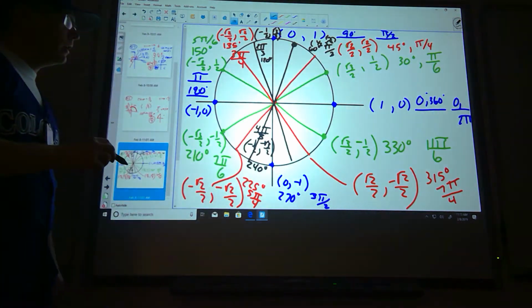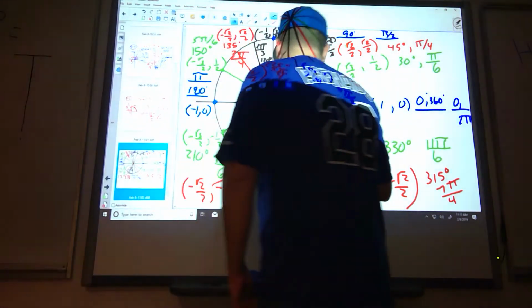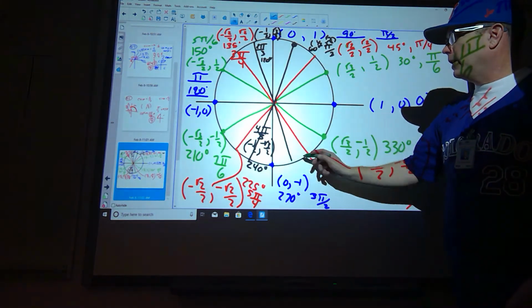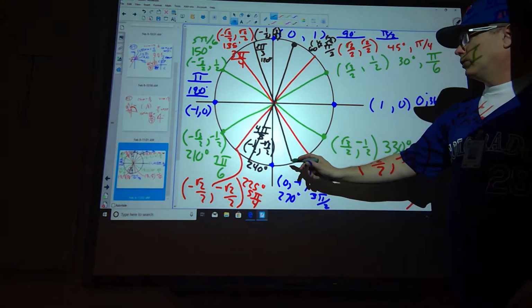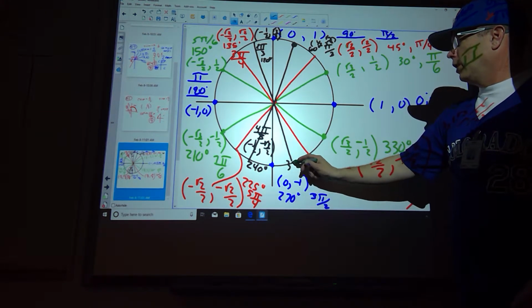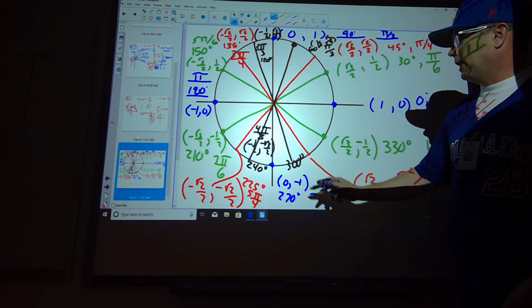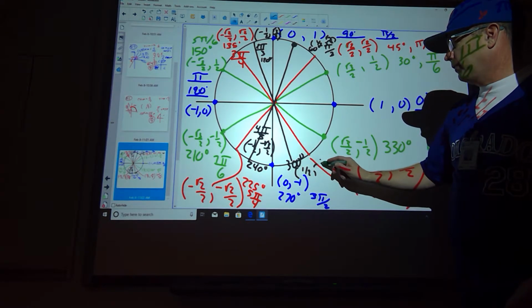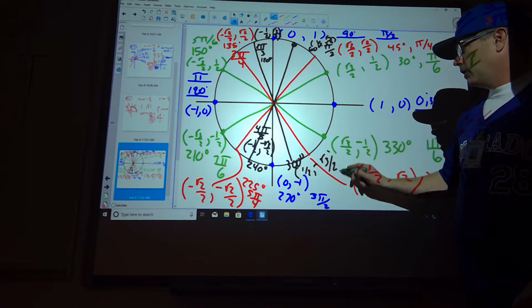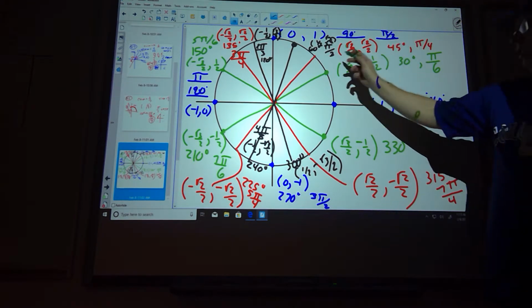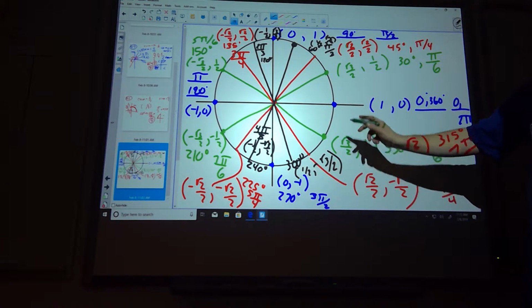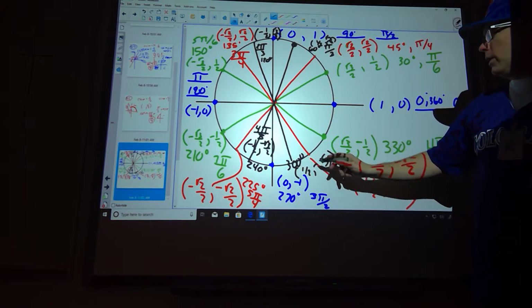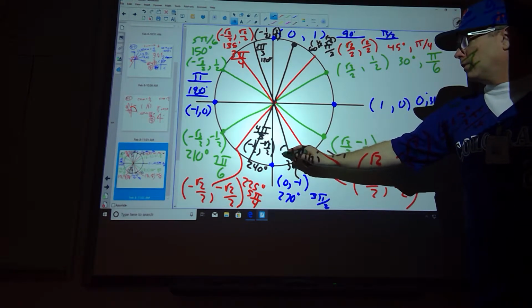That's the radian measure. Last one. What angle's this one? Say 300. Good. Okay, so that's going to be the point 1/2 comma negative 3/2. What do I have to multiply 60 by to get to 300? So it's going to be 5 pi over 3. Done.